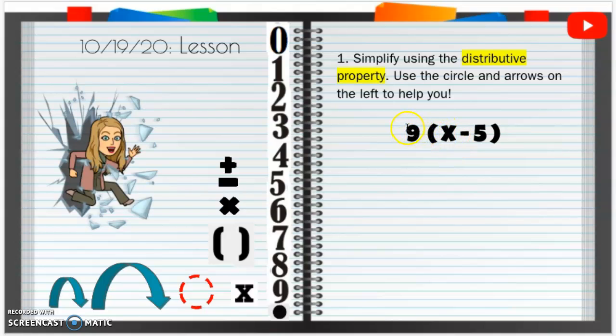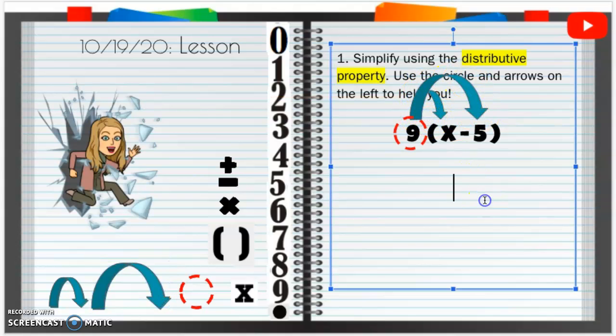Now, we're going to take this circle, and we are going to put it on the number. We're going to circle the number in front of the parentheses. So that number in front of the parentheses here is 9. Now, we are going to show those arrows. We're going to use the distributive property, showing these arrows. So these arrows are going to go to each part inside the parentheses.